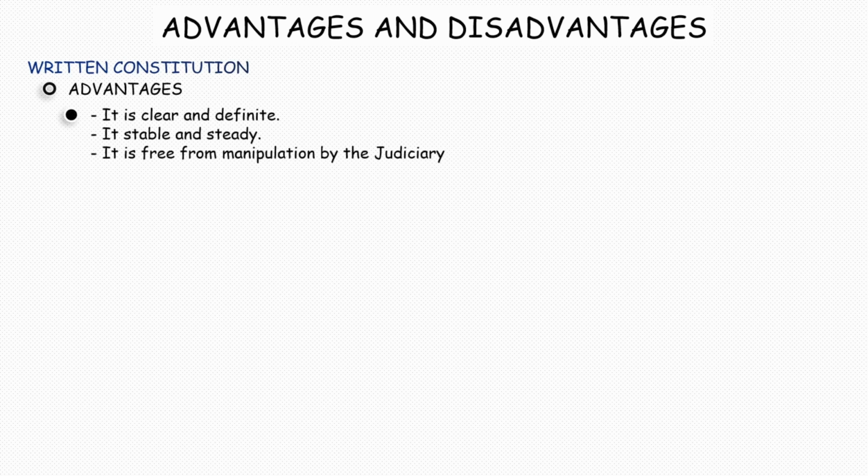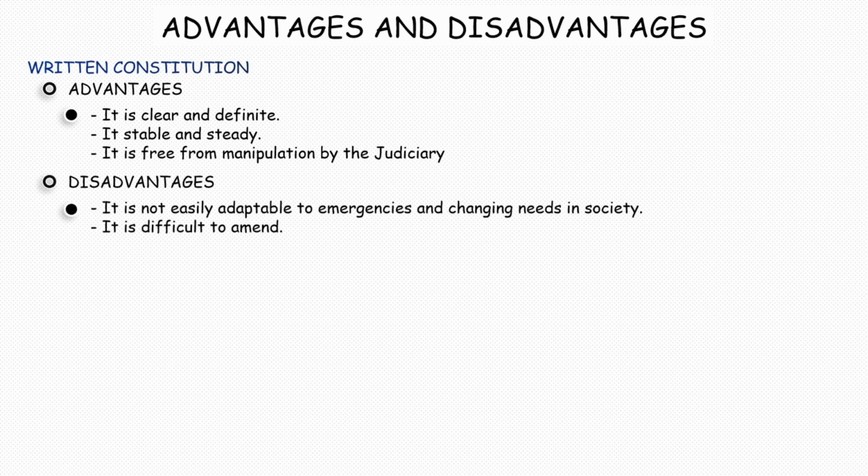Okay, so let's look at the advantages and disadvantages of each type of constitution. So under the written constitution, the advantages are: number 1, it is clear and definite. Number 2, it is stable and steady. Then number 3, it is free from manipulation by the judiciary. Then its disadvantages are: number 1, it is not easily adaptable to emergencies and changing needs in society. Then number 2, it is difficult to amend.